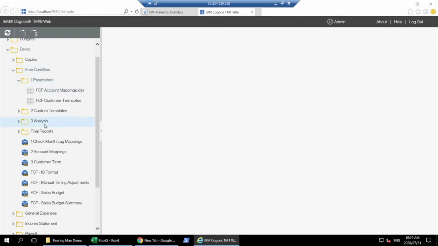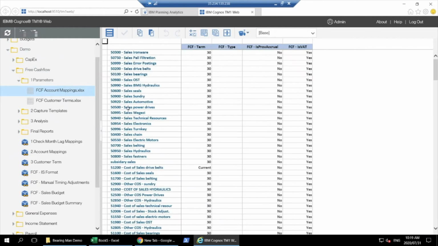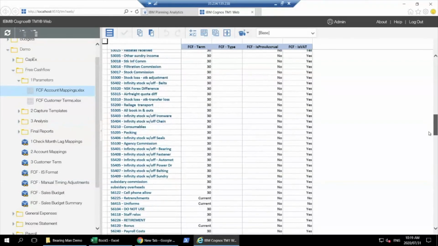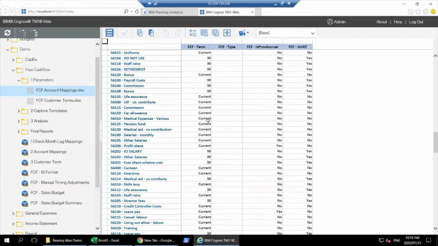So some of the parameters that we're going to look at here are account mappings. This is really just a list of all the income statement accounts that we have over here. And for every single account, we can set the term of that account. You can set it to 30 days, 60 days, 90 days, and that will obviously determine when the cash outflow is going to occur, especially for your expense accounts.